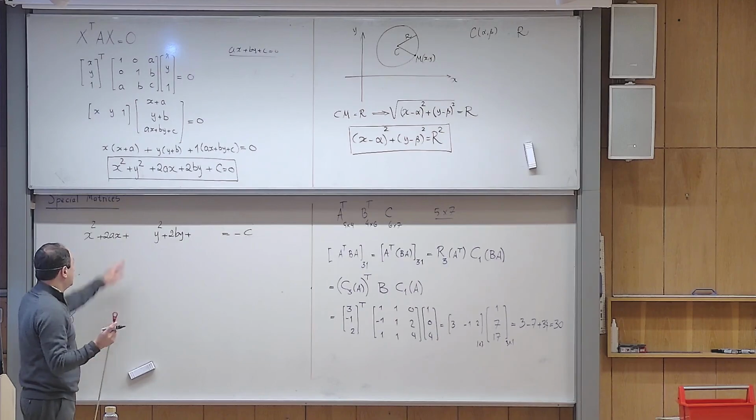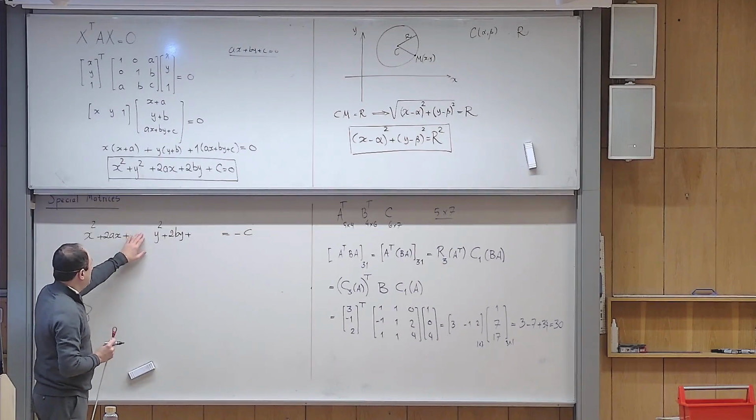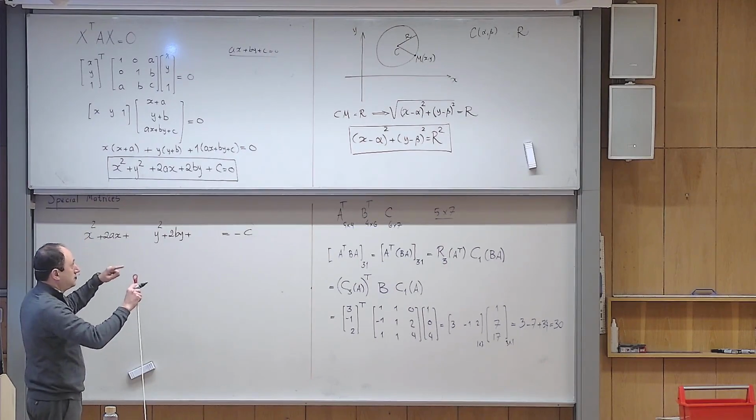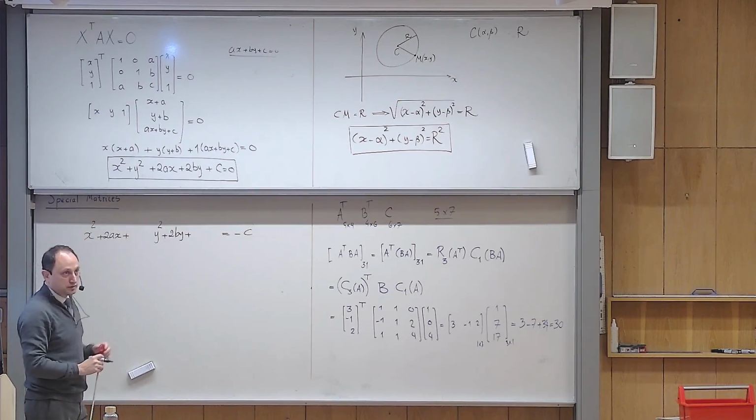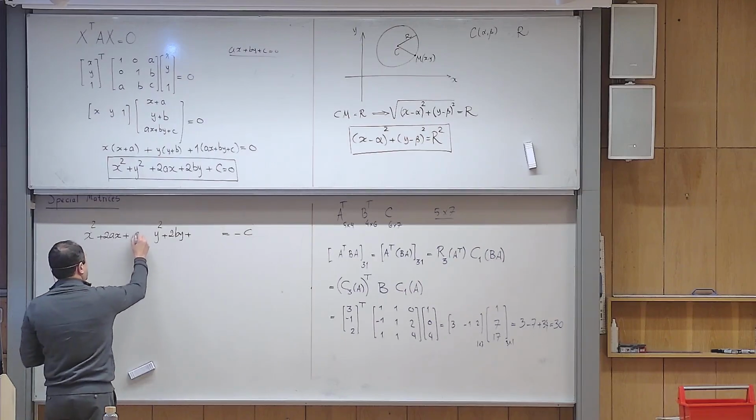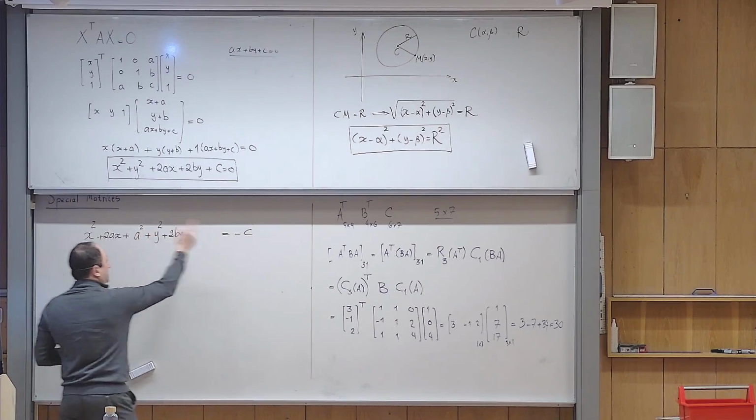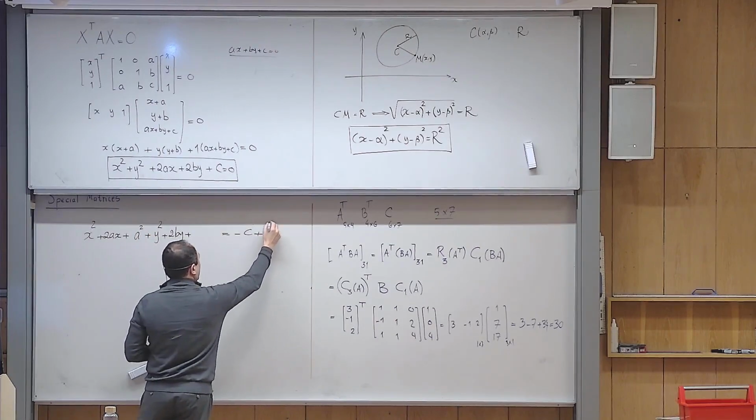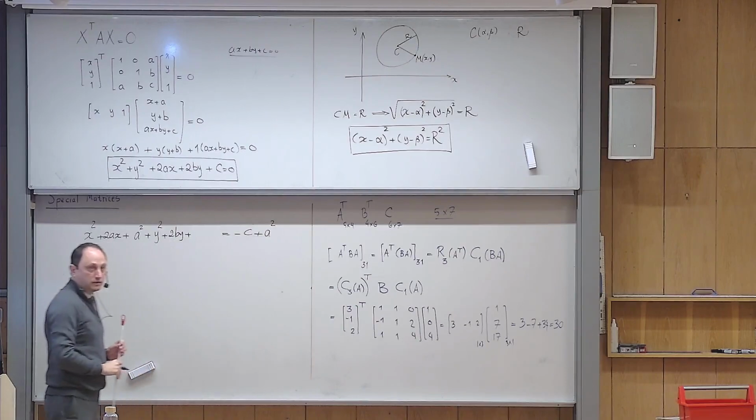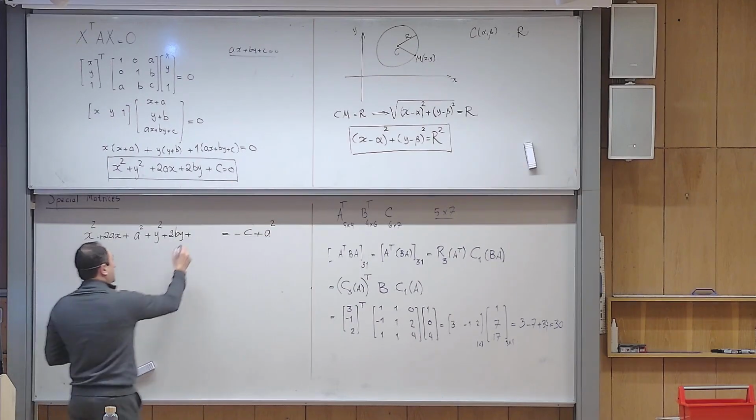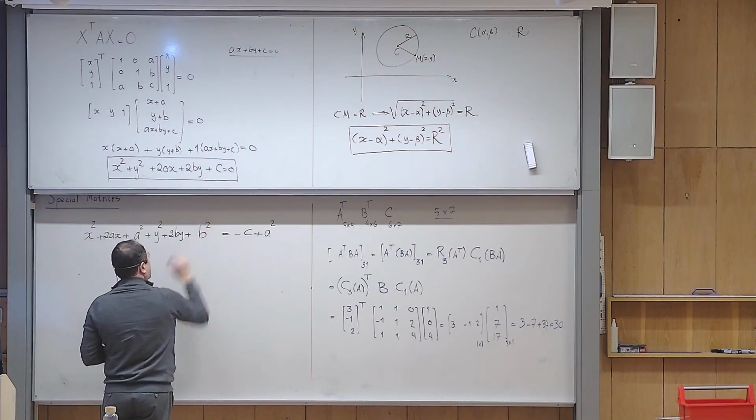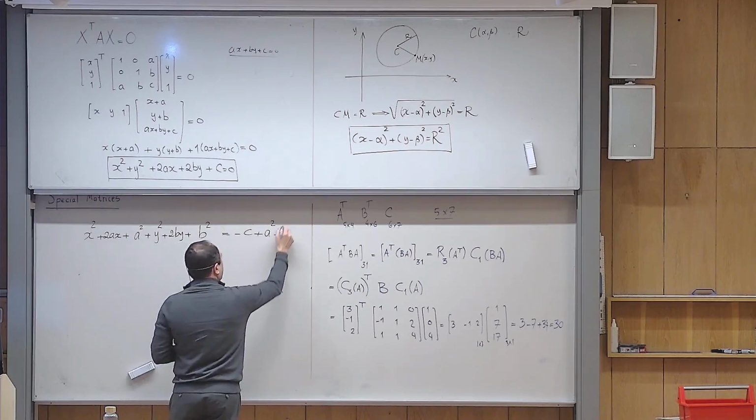Yes? What should I write here? I want to write something here so that this one and this one can be written in the form of something to the power 2. What? A squared. So I add a squared here, but I cannot just add a squared here. I should also add a squared here to compensate for that. And then I will do the same thing here. I add b squared here, I also add b squared there.